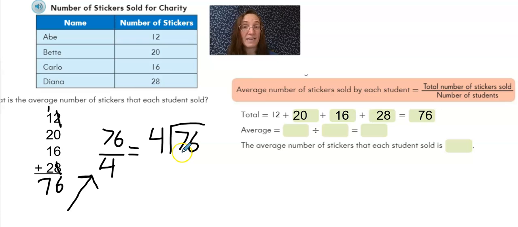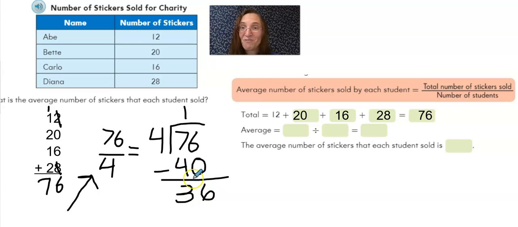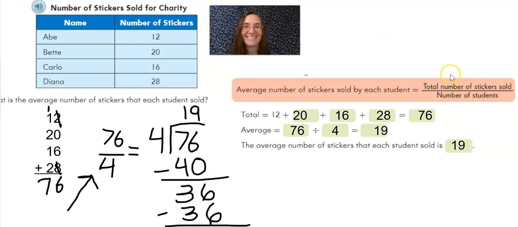So I'm going to start in the tens place. 4 goes once into 7. 4 times 1 is 4 tens. And when I subtract them out, I am left with 36. Then I remember that 4 times 9 equals 36, which will take up all of the stickers. And so the average is 19 stickers.